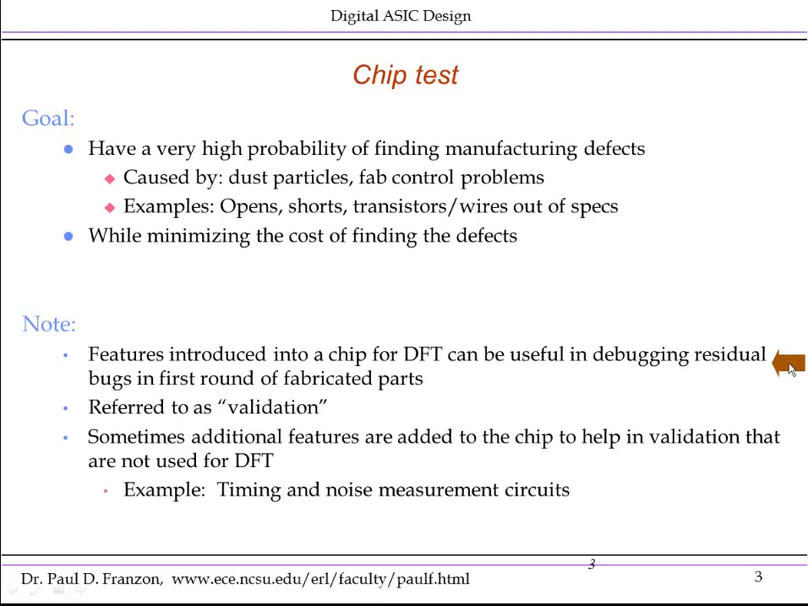In addition, and I won't be talking about this in this class, but there are sometimes additional features added to the chip in order to help in validation that are not part of the manufacturing test infrastructure. For example, a lot of chips today have timing and noise measurement circuits on them, so as to detect if bugs are being introduced due to excess noise on a power rail or due to incorrect timing in a clock tree, for example. We won't be talking much at all about validation in the rest of these notes. We're going to focus on manufacturing tests because it has a big change in how the designer approaches design.